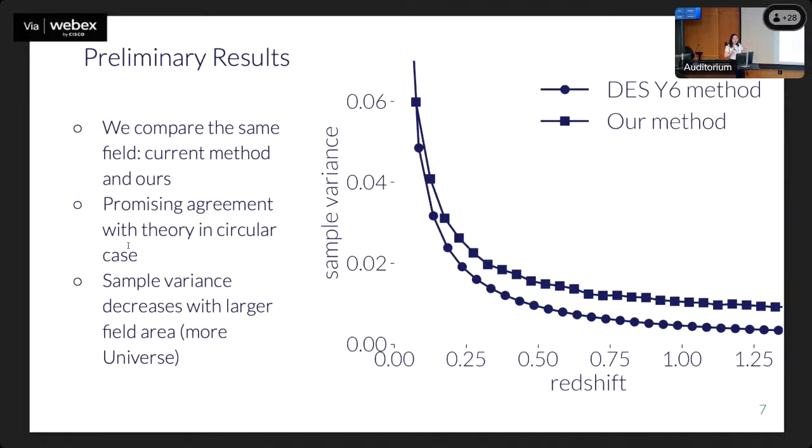We also tested our method against the DES year 6 method on circular geometry, where both methods performed well. We are seeing remarkably consistent results with each other, which is not shown here. Also, looking at the plot on the right, we can see that as redshift increases, the sample variance decreases. And this totally makes sense because the deep fields are like a light cone. So if you're moving further in redshift, you're probing more universe and decreasing the sample variance.